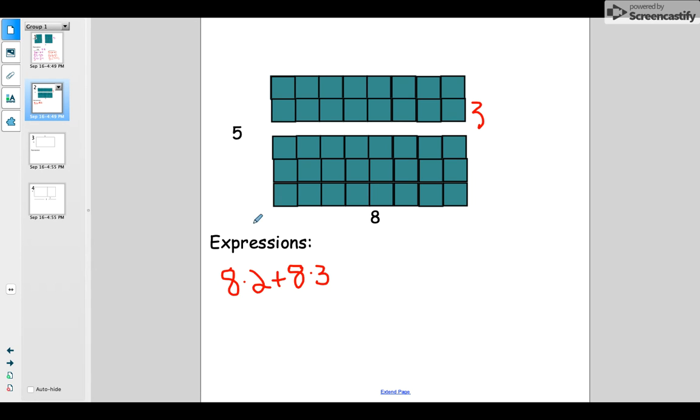So hopefully you were thinking about your common factor was 8. So the 8 goes outside the parentheses. And then inside, you would be adding your 2 plus your 3. And again, that was my 2 rows of 8 and then my 3 rows of 8 to give me expanded form and then factored form.